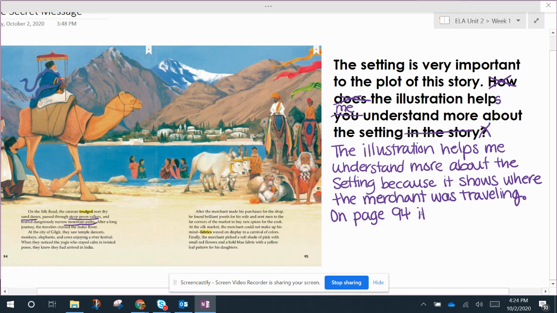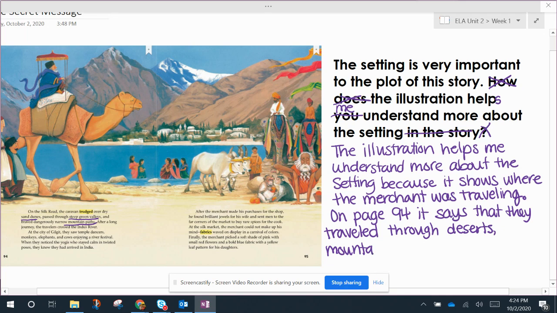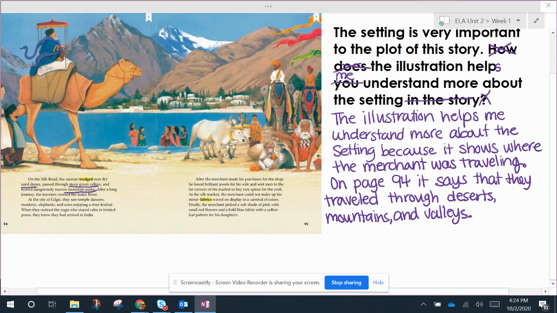94, it says that they traveled through deserts, mountains, and valleys. Oh, don't forget the comma before mountains. Okay, period. Now, if you notice, that's not what it says word for word in the text because I am putting the text in my own words.